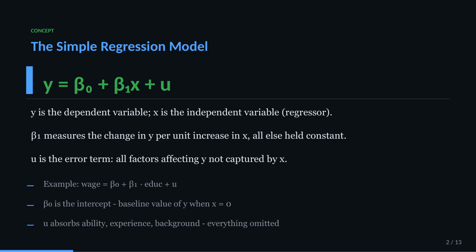The simple regression model is written as y equals beta 0 plus beta 1 times x plus u. Here y is the dependent variable, x is the regressor, beta 0 is the intercept, beta 1 is the slope, and u is the error term. The slope tells us how y changes when x increases by 1 unit, holding everything else fixed. So if we write wage equals beta 0 plus beta 1 times education plus u, beta 1 is the change in wage associated with 1 more year of schooling, holding the omitted factors in u fixed.